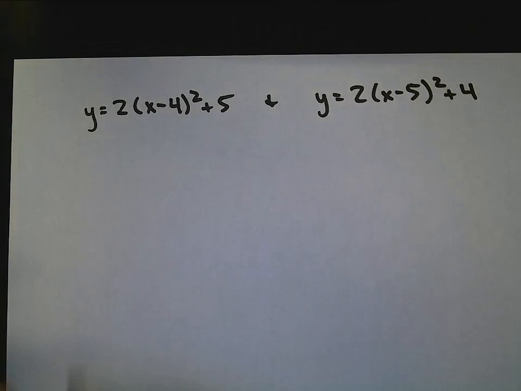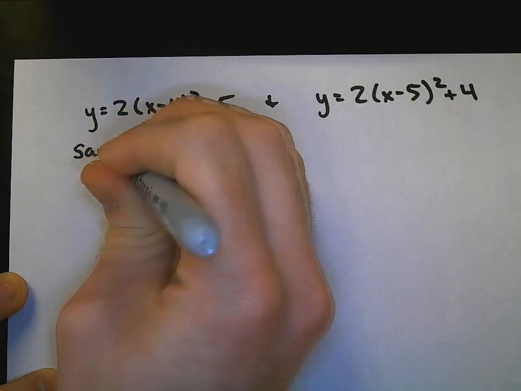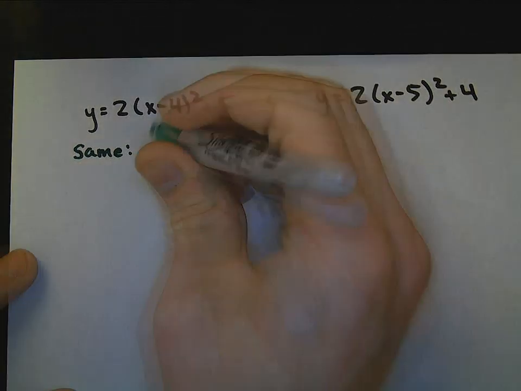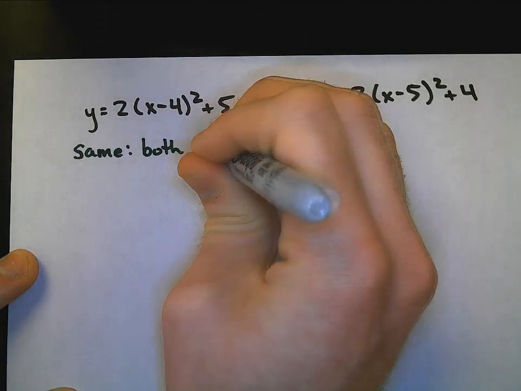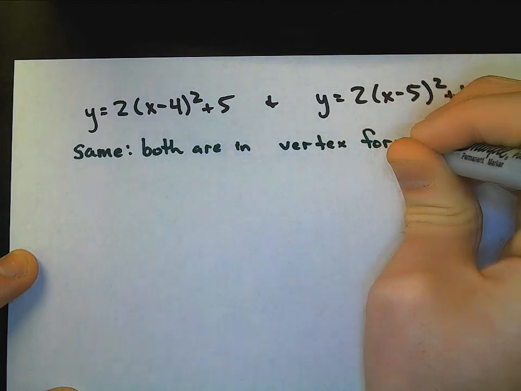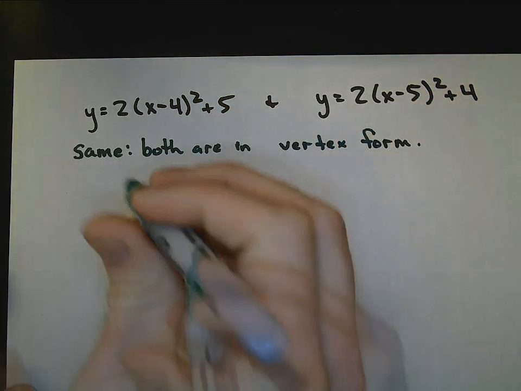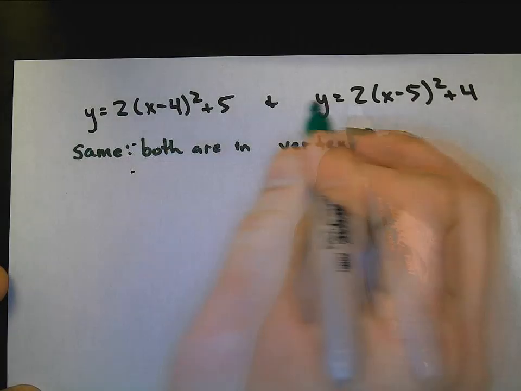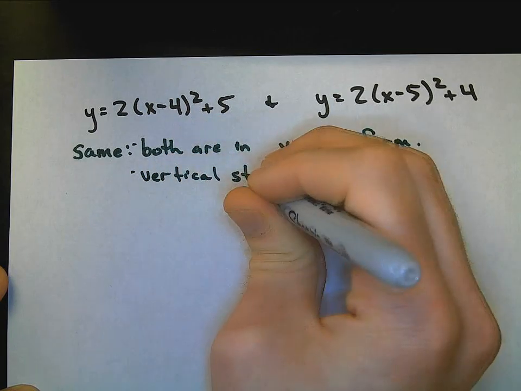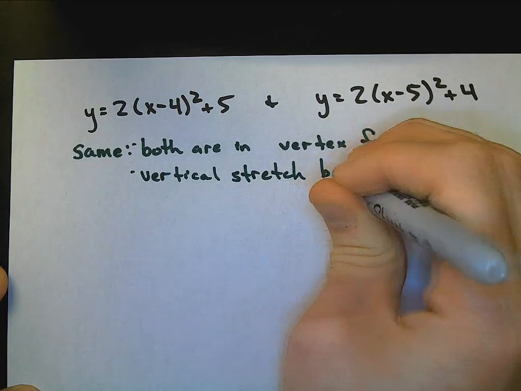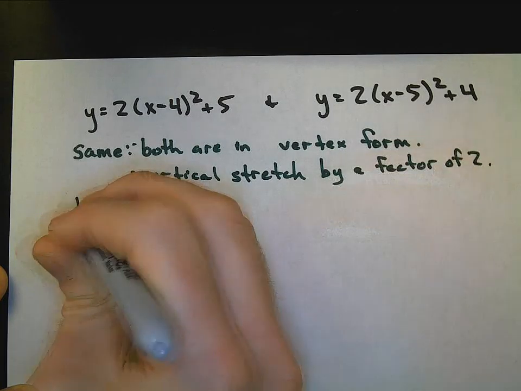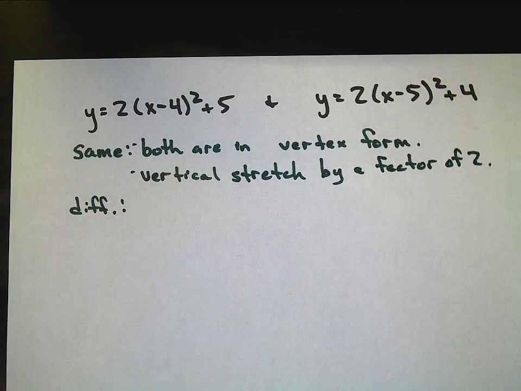Well, let's see how they're the same first. These two equations, or these two graphs, are the same because they both are in vertex form. They're the same also when we look at the vertical stretch. They both have a vertical stretch by a factor of 2. Now let's see how they are different.